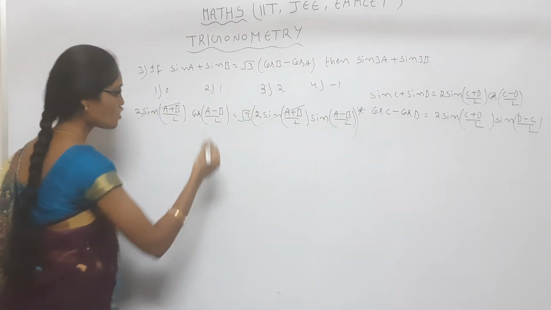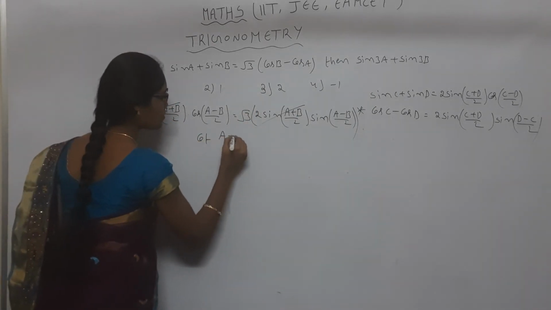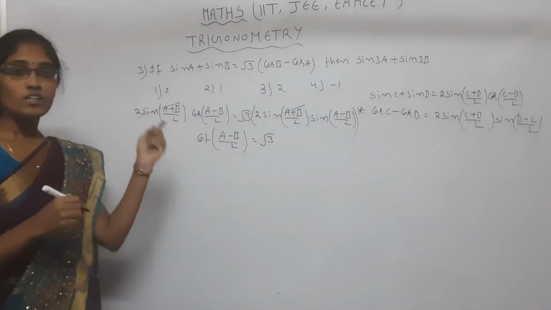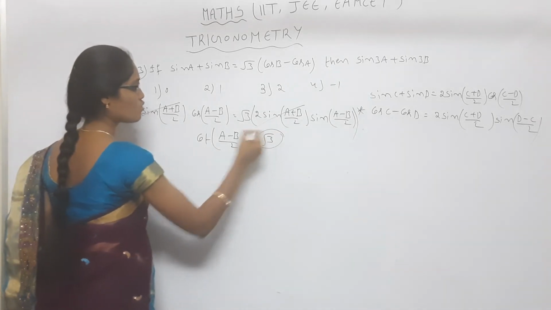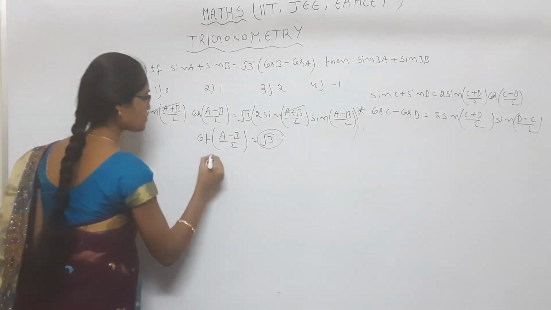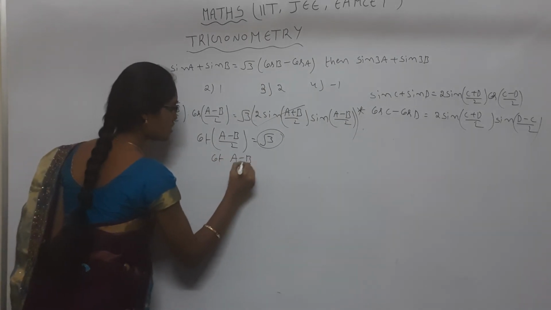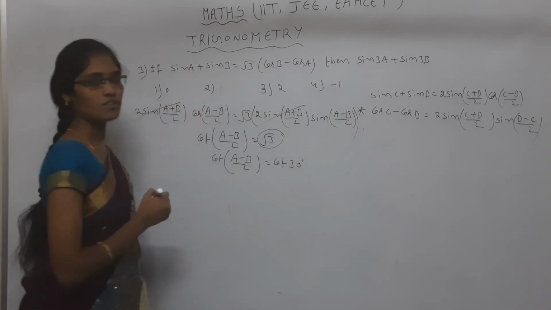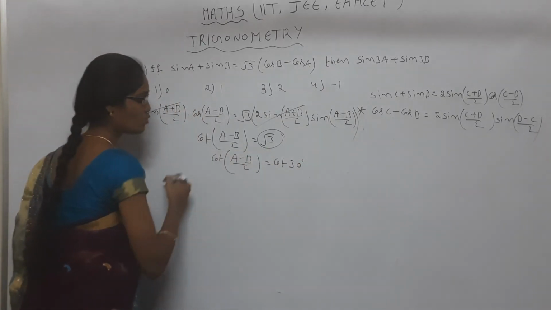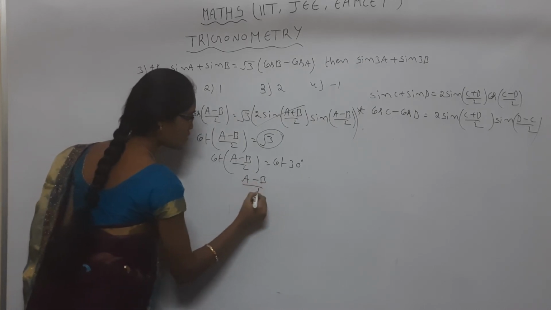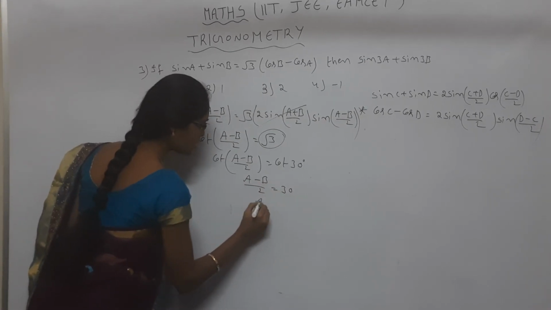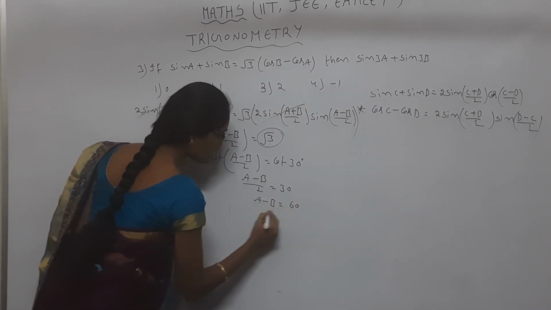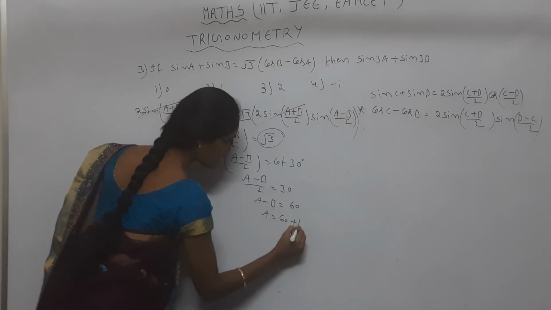So cos of a minus b by 2, and this sin of a minus b by 2 goes to this side. Cos by sin means cot. Cot of a minus b by 2 is equal to root 3. This value I can also write in terms of cot: cot of a minus b by 2 is equal to cot 30 degrees. Removing the cot on both sides, a minus b by 2 is equal to 30, so a minus b is equal to 60, and a is equal to 60 plus b.